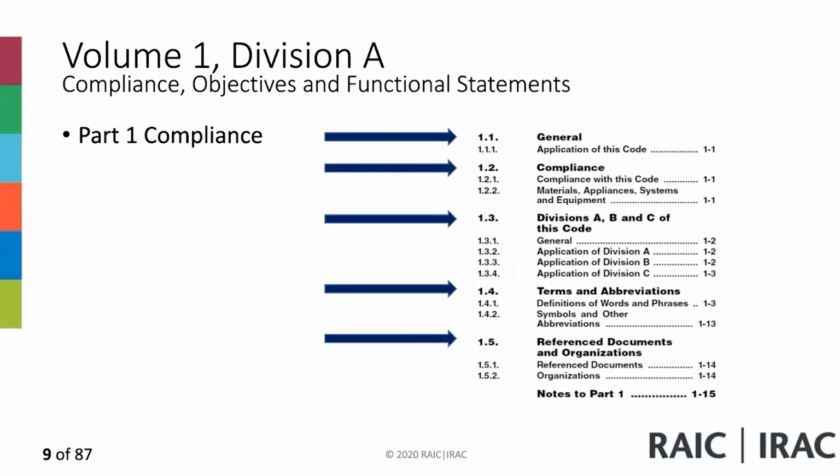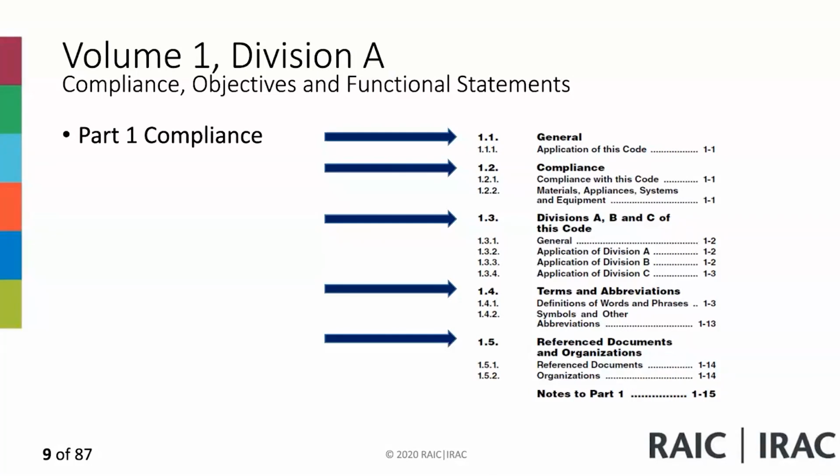In Division A, we have applications of each division in Part 1. So Part 1 is essential to tell us about how we can comply with the code. It tells us about the expectation for materials, appliances, systems and equipment, what kind of buildings and building systems are covered by the code, the applications of the code, and the application of each division.